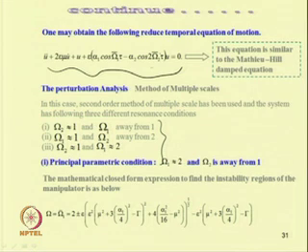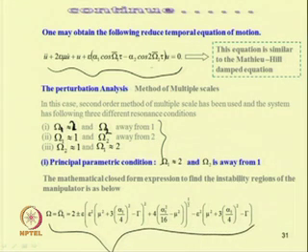So, let us take the first one, omega 1 nearly equal to 2 and omega 2 away from 1. If omega 1 is nearly equal to 2, we will have this principal parametric resonance, and in this case, by applying the method of multiple scales, we can obtain the equation for the transition curve.